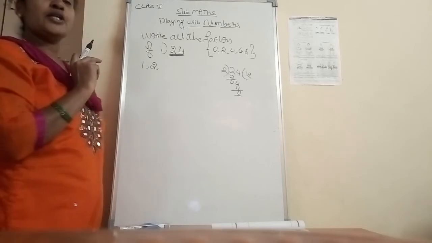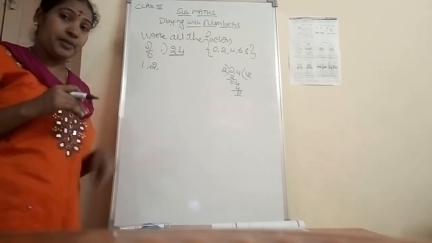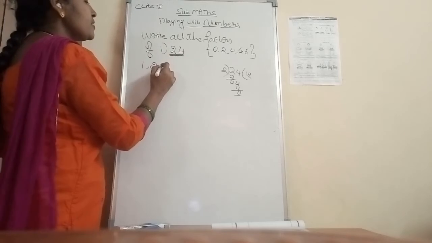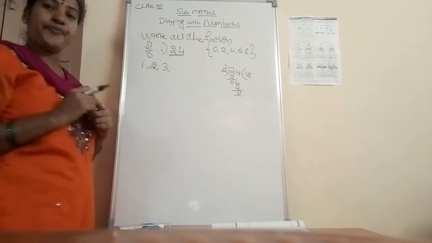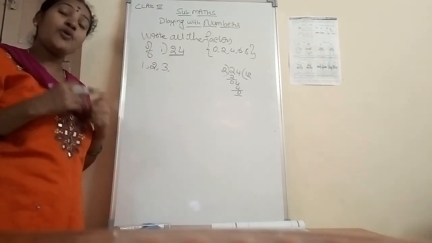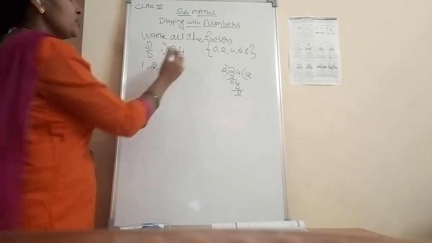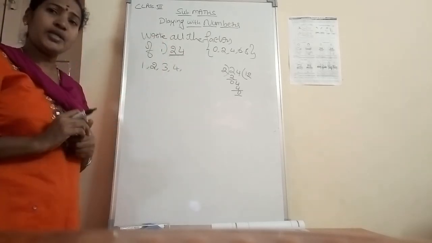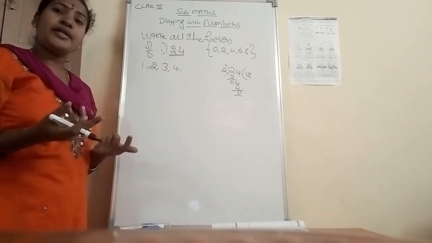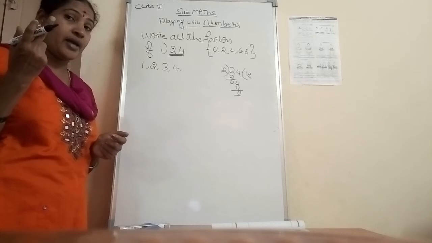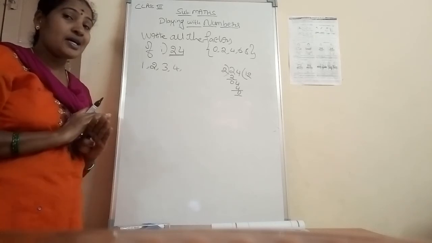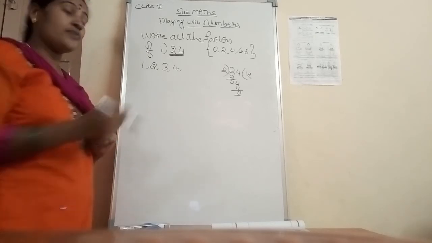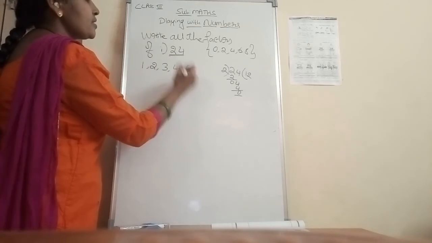What about 3, children? You know the table, 3 8s are 24. This 24 is divisible by 3 also. What about 4? 4 6s are 24. So this 24 is divisible by 4 also. What about 5? 5 4s are 20, then 5 5s are 25 will happen. So 24 is not divisible by 5. What about 6? 6 4s are 24. So it is divisible by 6.